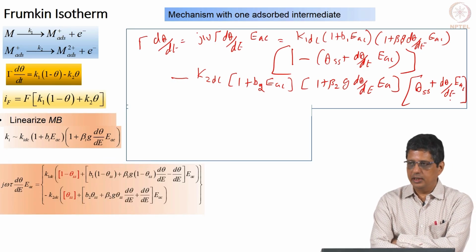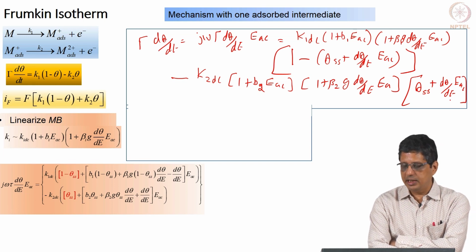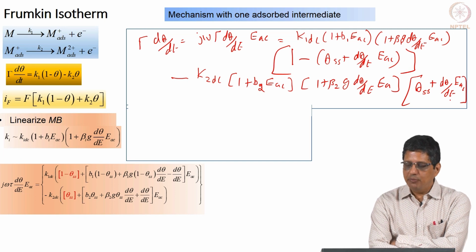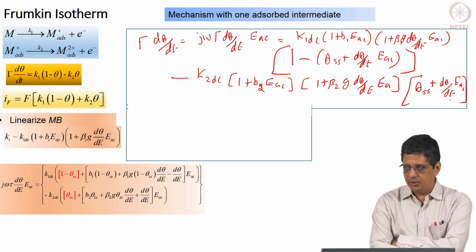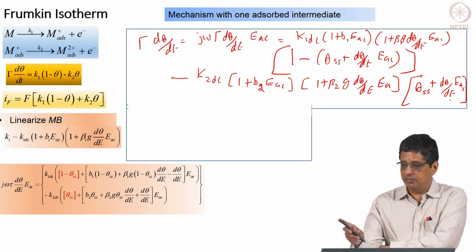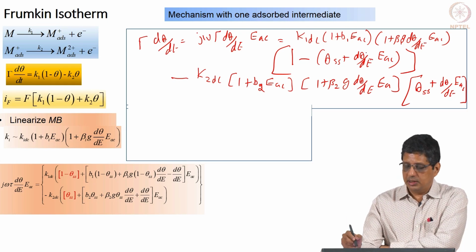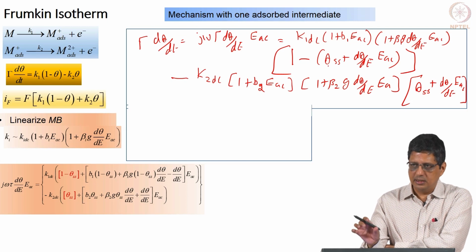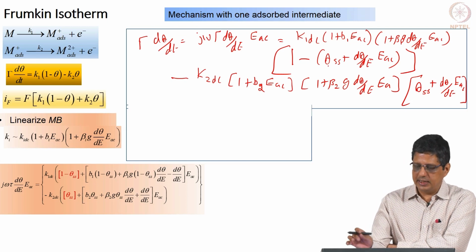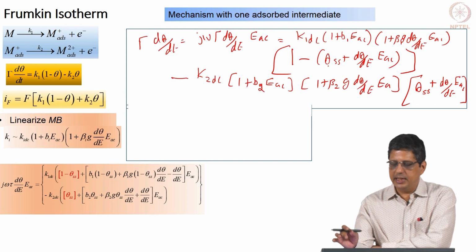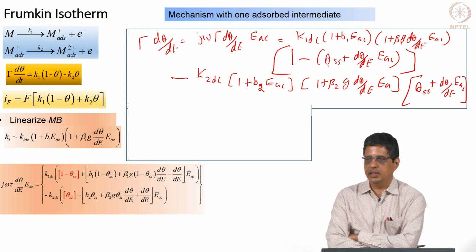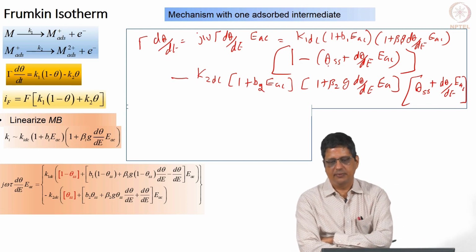Maybe one thing that can help you is when you look at 1 minus theta, it is going to be (1 minus theta SS) plus (d theta by d E) EAC within bracket. Keep 1 minus theta SS as one term and then minus d theta by d E EAC as the second term, because the 1 minus theta SS is a constant term for a given DC, and minus d theta by d E is a linear term as far as EAC is concerned.